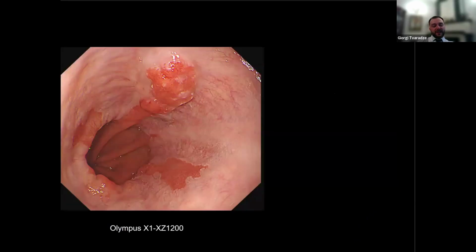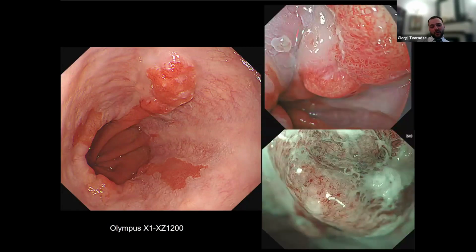Now I'm going to show you the next case. This imaging is done with the Olympus X1 processor, and the scope is a 1200, and still you can see the lesion here, right? It's elevated. But when we use TXI mode and NBI with zoom, you can see there is loss of mucosal pits and some avascular areas. That suggests submucosal invasion. But we tested, and the lifting sign was positive. So we could do ESD.